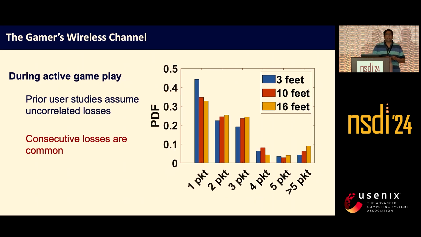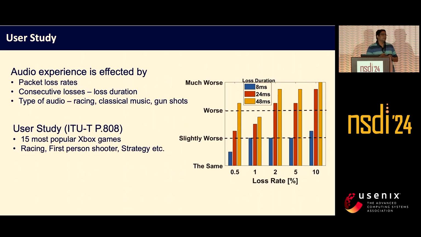Now, one of the things that you see in many of the user studies that people do on the effect of packet losses on games is that they assume uncorrelated, independent packet losses. That's a very common thing that people do. But through our studies on actual user traces, we found that this is not true. In fact, losses occur in bursts. It's very common to see 2 consecutive packet losses or 3 consecutive packet losses, as seen in this histogram. So what we did is we conducted our own study in which we took lots of famous games for Xbox as well as VR and so on, and conducted a user study on top of that.